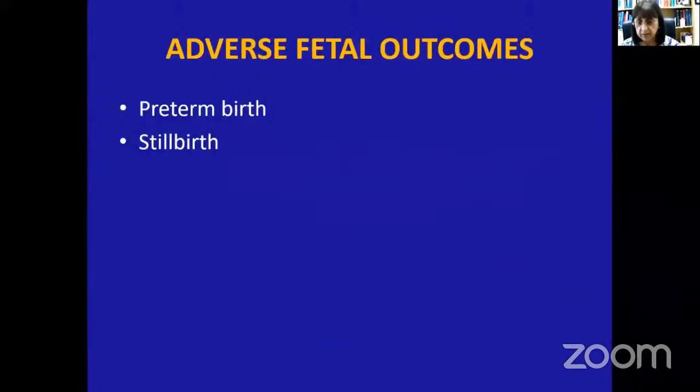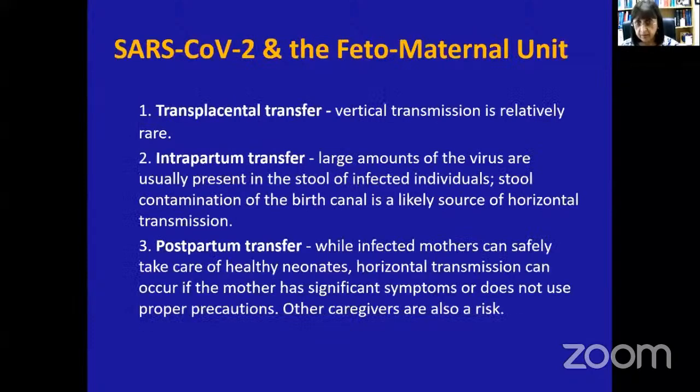The two adverse fetal outcomes that are up for discussion are preterm birth and stillbirth. Now, SARS-CoV-2 infects the mother, but then there is a placenta and there is a fetus. If it is to get to the baby, it can go in one of three routes. It can go transplacentally, it can be intrapartum transfer, or it can be postpartum transfer.